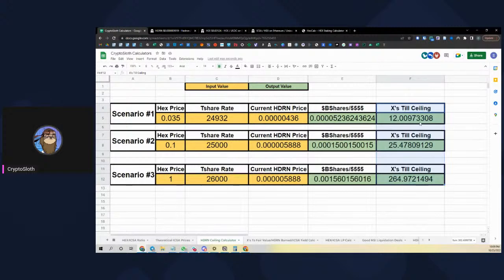We've seen icosa track the ceiling price pretty well, but Hedron has never actually gotten to its ceiling price. So this would show how many X's from whatever the current Hedron price is, or a theoretical Hedron price, you can change that if you'd like. And then it tells you this is the ceiling price right here, and this is the X's till ceiling price. So this is a pretty simple calculator as well, just to do a little bit of moon math and maybe model out some potential scenarios.